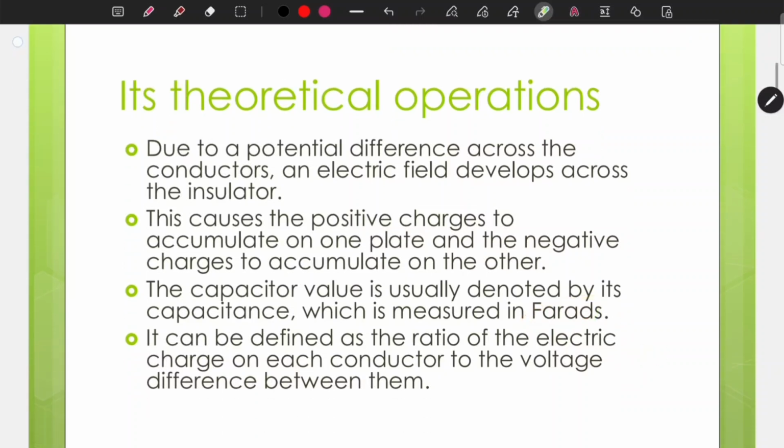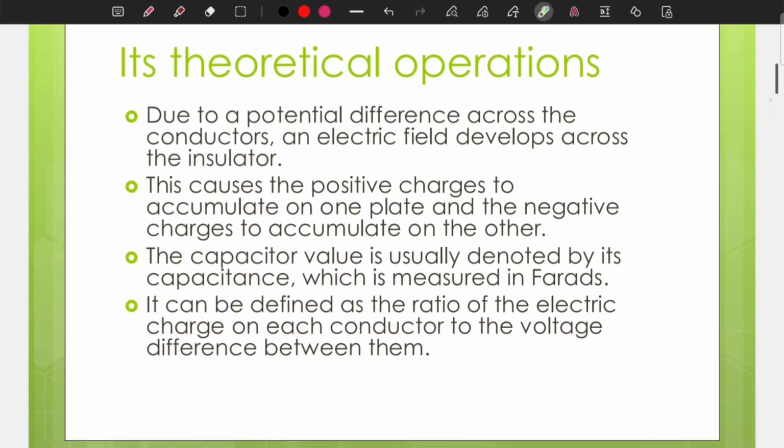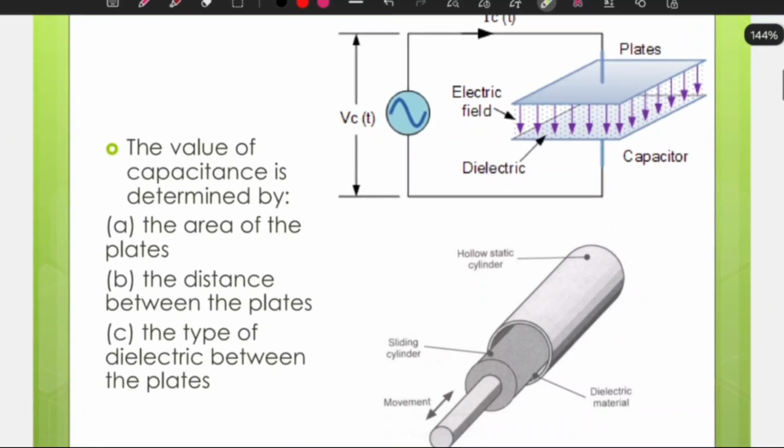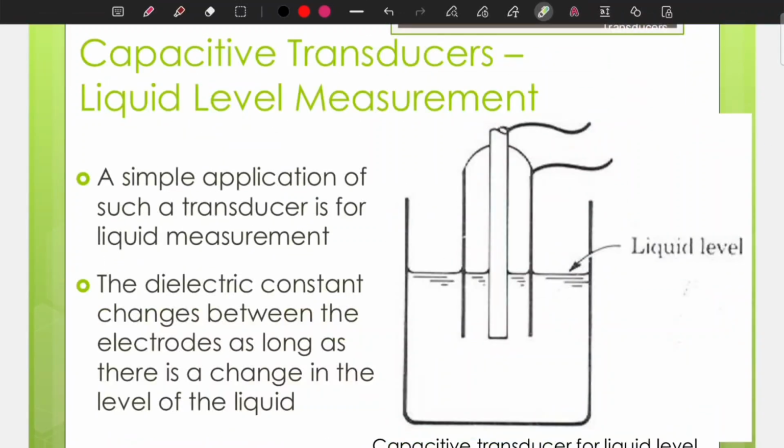And it can be defined as the ratio of the electric charge on each conductor to the voltage difference between them. Okay, so the value of capacitance can be determined by three things: the area of the plates, this one, the distance between the plates, this, and the type of dielectric between the plates, here. Capacitive transducers.